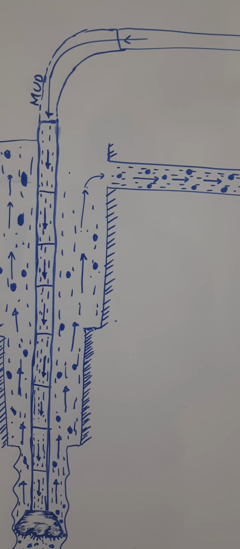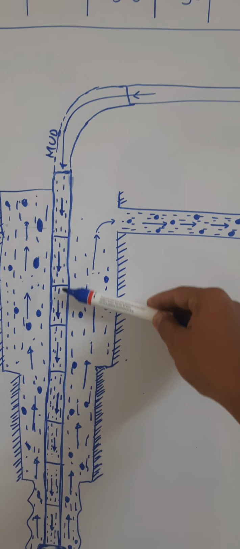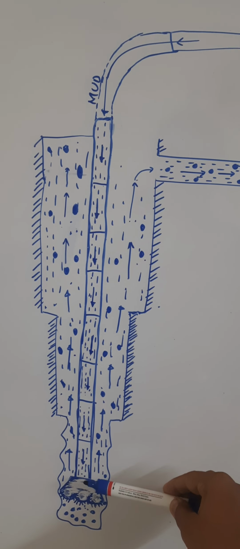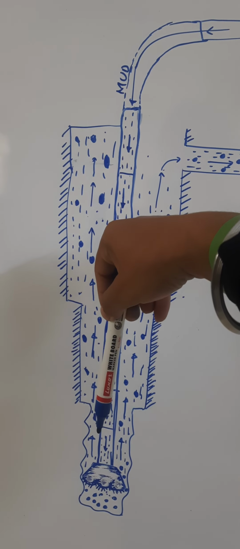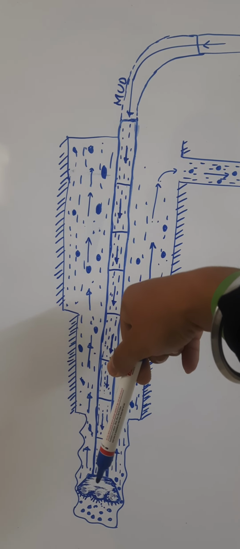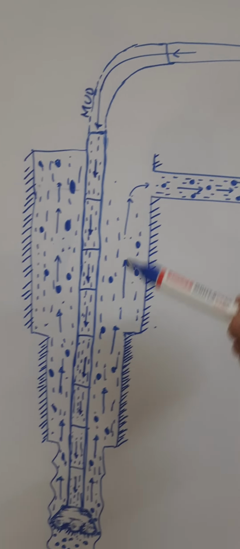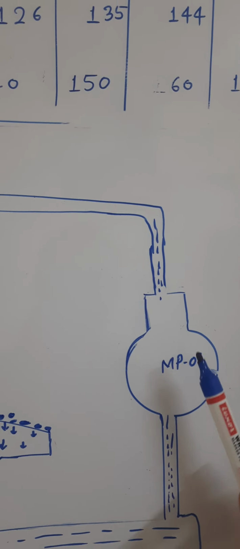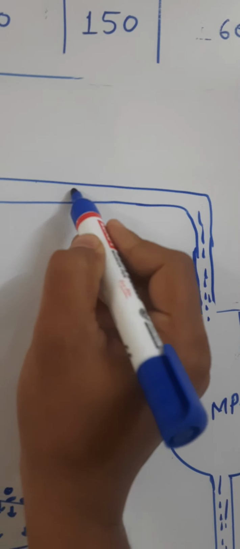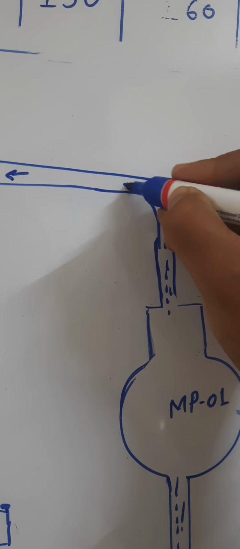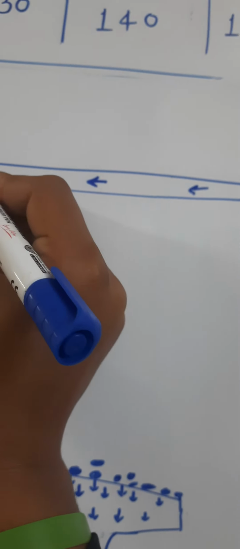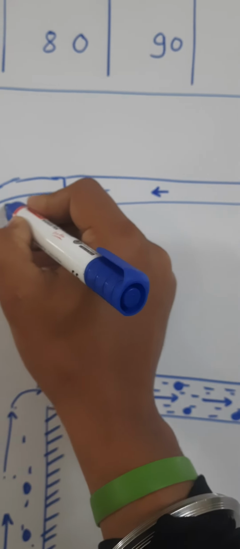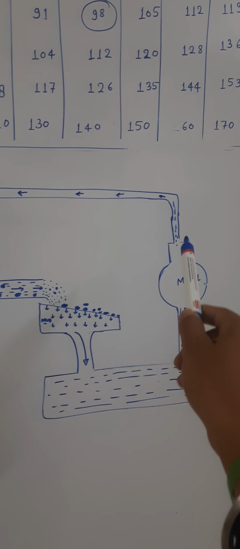Anyway, these are the pipes connected, called the drill string, and this bit is connected. This whole string is rotating, the bit is rotating also, and cuttings are generated. Now there is a mud pump, and this mud pump is pumping the mud. Like this is mud, this is pumping the mud.